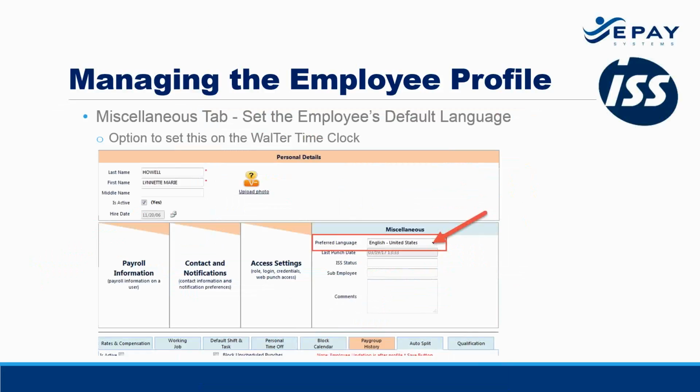Now, if they are using the Walter time clocks as part of the registration process, they are already prompted for that as English, Spanish, Polish, or French. They are given those options on the time clock, and then when they select that, it automatically updates their employee profile. But for those using the other methods, for example, phone in, you can go in here and select a preferred language, as well as web punch and mobile punch.